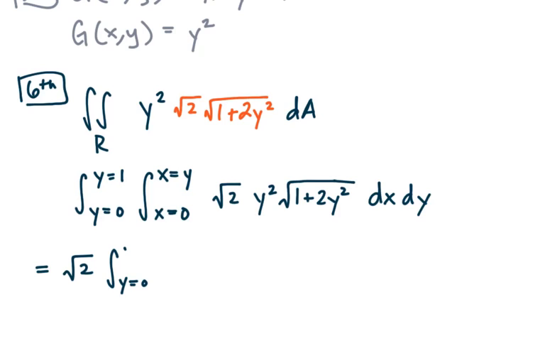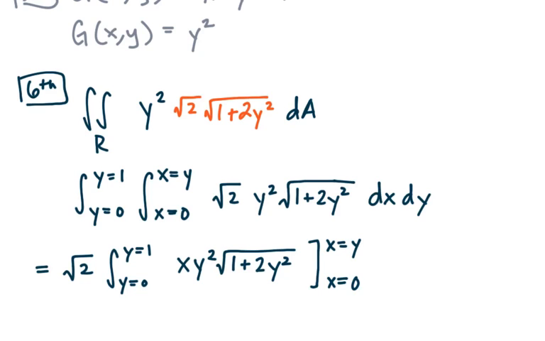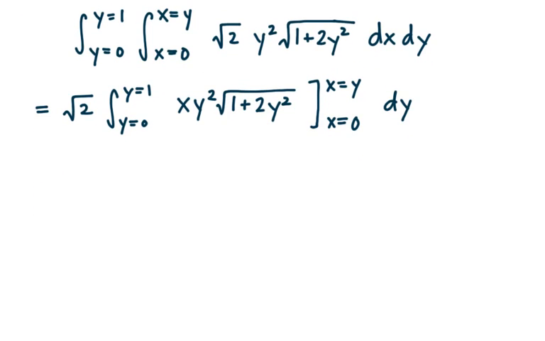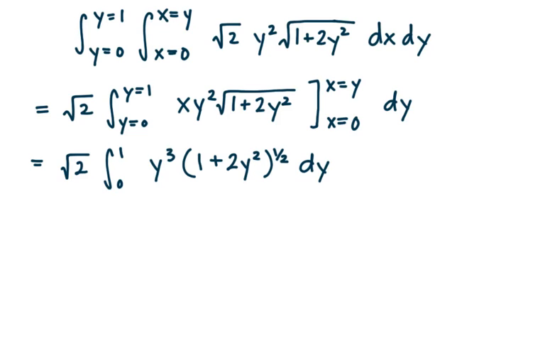I've got y equals 0 to y equals 1. And integrating this, I'm just going to get x, y squared, the square root of 1 plus 2y squared. We need to evaluate that from x equals 0 to x equals y, then we'll still have to integrate with respect to y. So plugging in y, I'm going to get y cubed. Plugging in 0, this term is just going to zero out. So I have the square root of 2, 0 to 1 of y cubed. I'll go ahead and rewrite that as a 1/2 power. So I've got 1 plus 2y squared to the 1/2 dy.